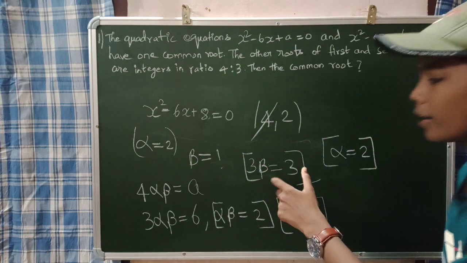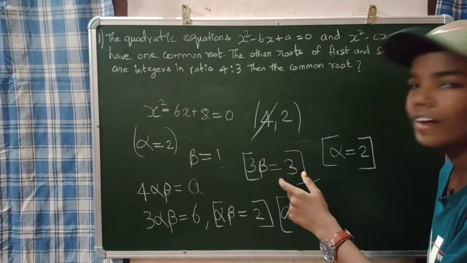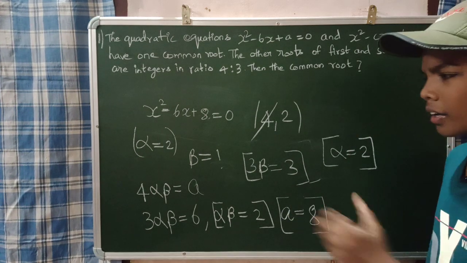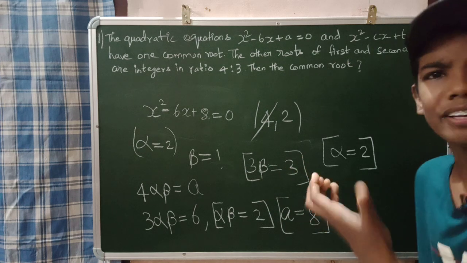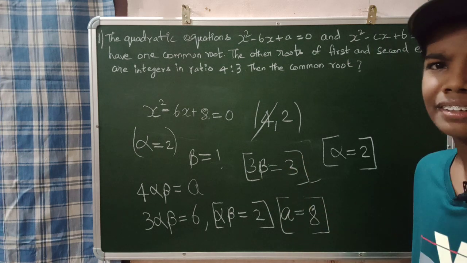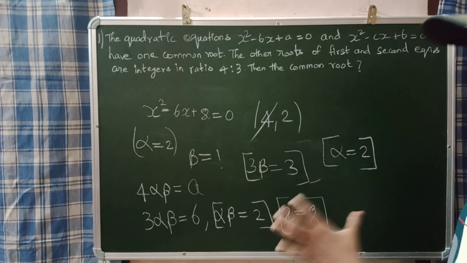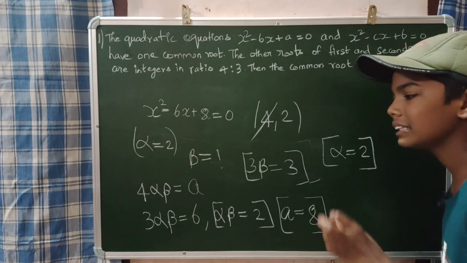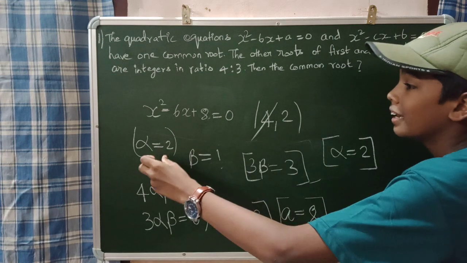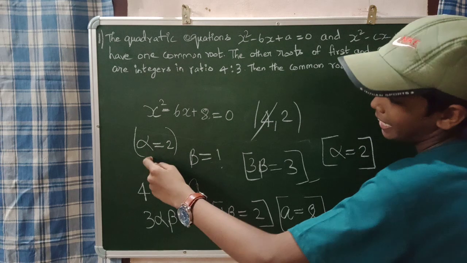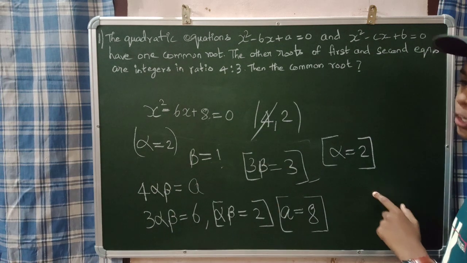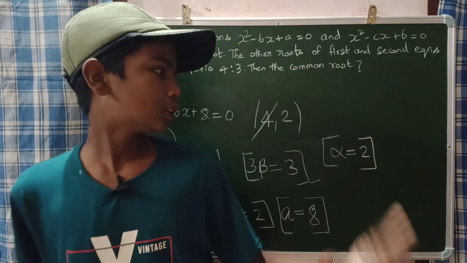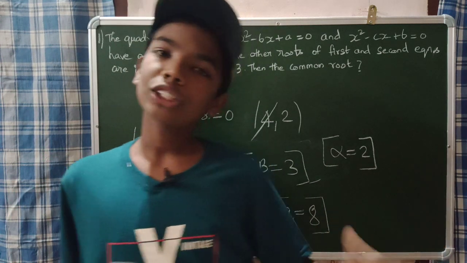Because guys, you may ask why I am only finding for 3 beta. Because 4 beta is also another root. 4 beta means it will be 4 only. Anyway, you are getting an integer, no problem in that. So that's why I am directly checking with 3 beta. You are getting 3 beta as 3, which is an integer, and that's why this relation is correct. Alpha is the common root, so your common root is 2. That's all, guys. Your answer is equal to 2. So that's all about this question.